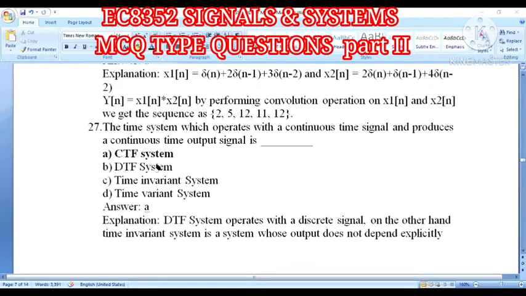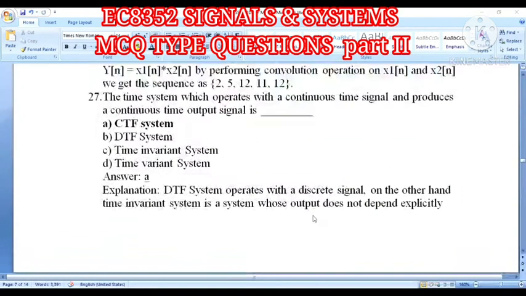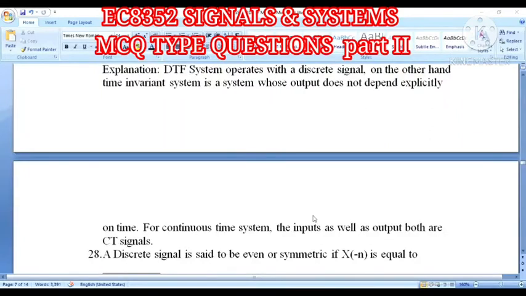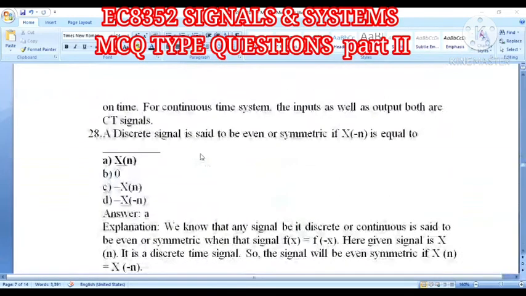So option A is the correct one, because option B operates on discrete time signals. On the other hand, in a time invariant system, your output does not depend explicitly on time, so that is also false. The third case, time variant, is also not correct. For a continuous system, the input as well as output are both CT. So you should understand the definition itself. The answer is continuous time system, CT system.